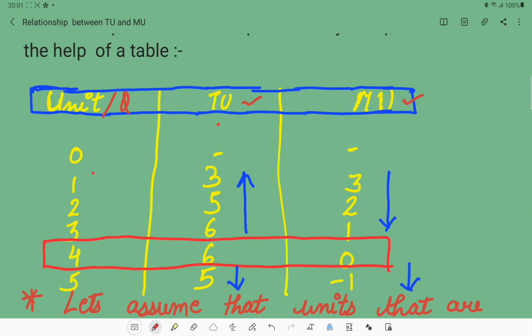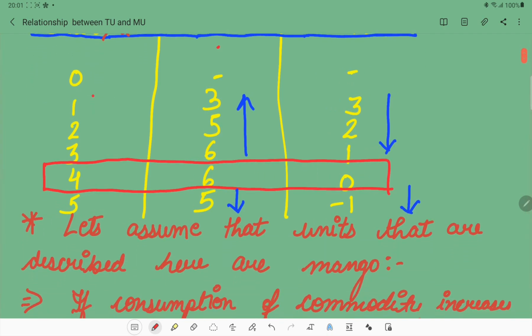If you want to calculate marginal utility, how will it be calculated? It is TUn minus TUn minus 1. So 5 minus 3 is equal to 2. Then 6 minus 5 is equal to 1. Then 6 minus 6 is equal to 0. Then 5 minus 6 is equal to minus 1. So this is how it has been calculated.